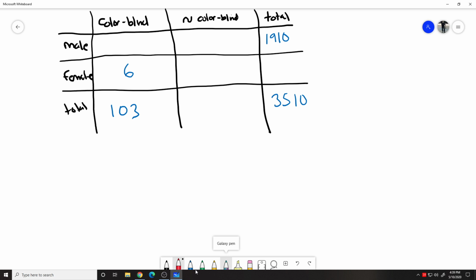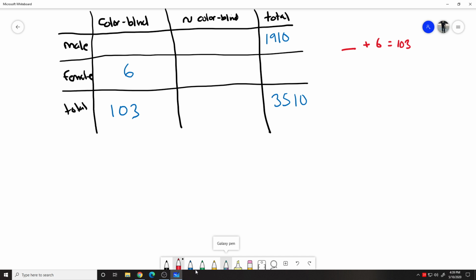So we have our choice. We can do the column of colorblind because I have 2 of those, or I can do the column of the total, or I can do the row of the total. I can start at any one of those because I know the 2. Let's start with the male and colorblind. If I'm doing the male and colorblind, I know that some number plus the 6 female colorblind people gives me a total of 103 people.